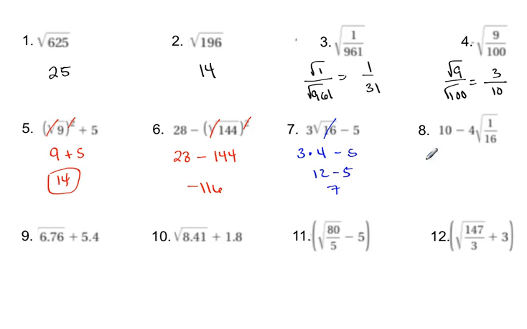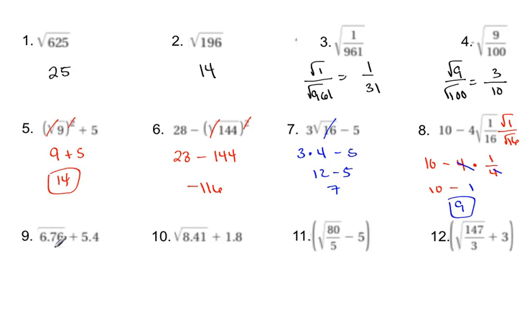Here we have 10 minus 4 times the square root of 1/16, which is 1 over 4. Right? So you can take the square root of 1 and the square root of 16 separately. Square root of 1 is 1. Square root of 16 is 4. And you're left with 10 minus 4 times 1/4, which is just 1. And this is equal to 9. And keep going down the list.